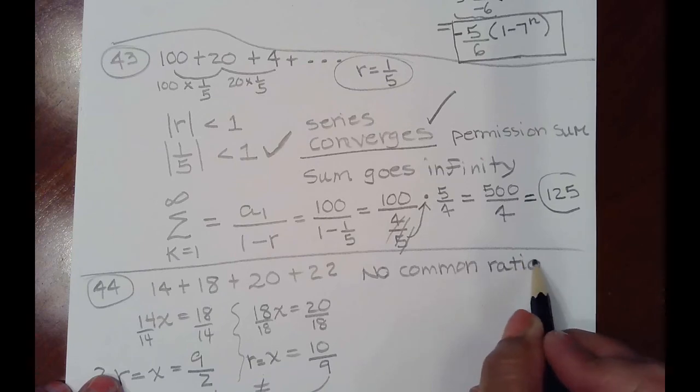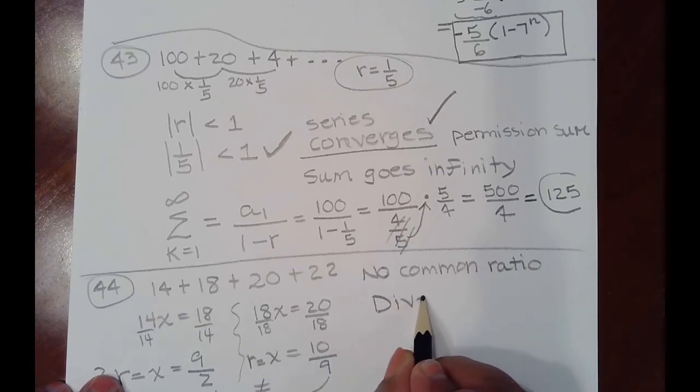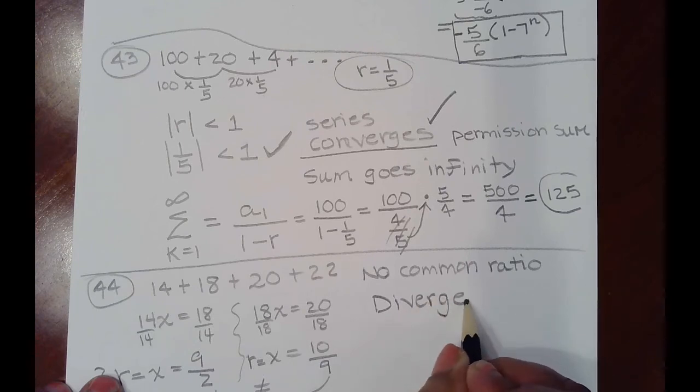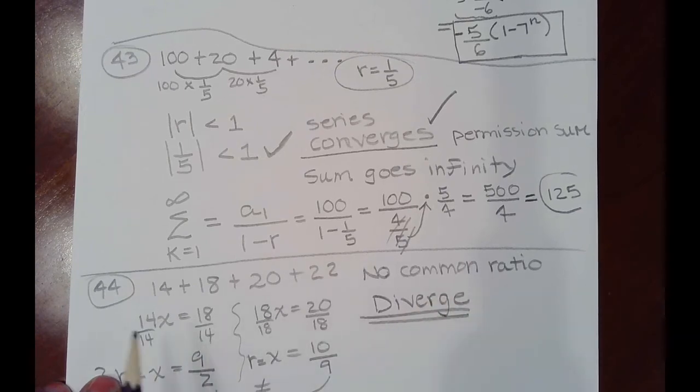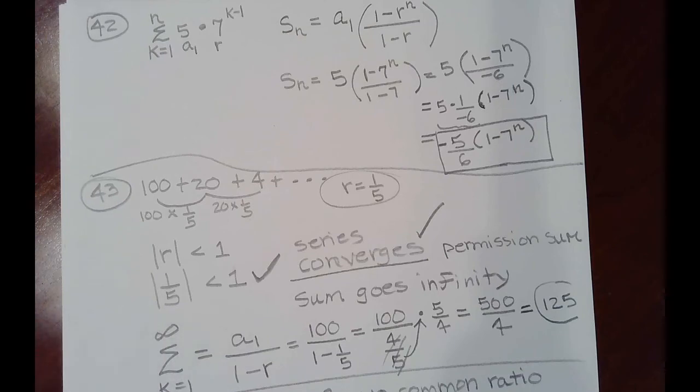Therefore, it cannot possibly converge. So this is said to diverge. There is no specific sum that this approaches. And I believe these choices, let's pick choices for 42, 43, and 44.